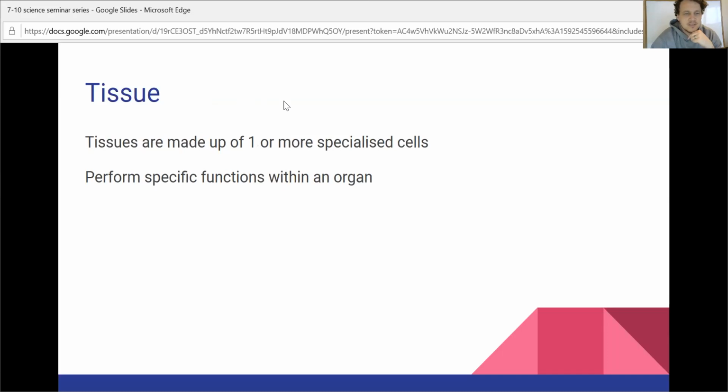So, tissue. And I'll put this into an example after that. So tissues are made up of one or more specialized cells. They perform a specific function within an organ. So there are different cell types that make up the tissues in the skin. There are what they call cardiac pacemaker and smooth muscle cells that make up the different tissues in the heart.